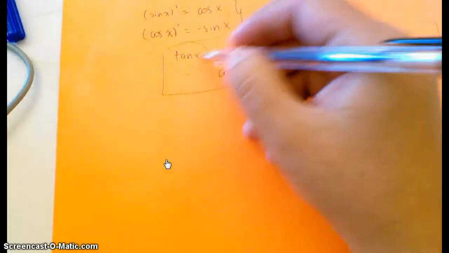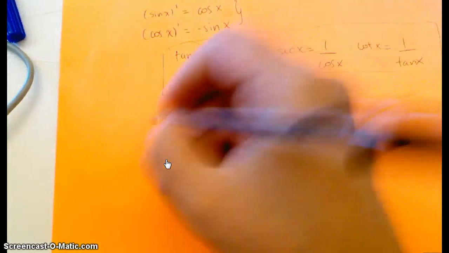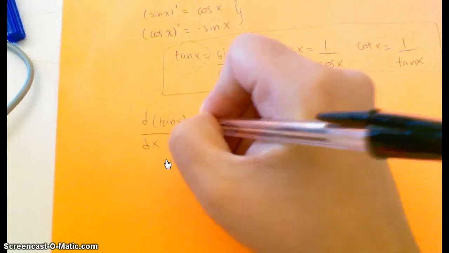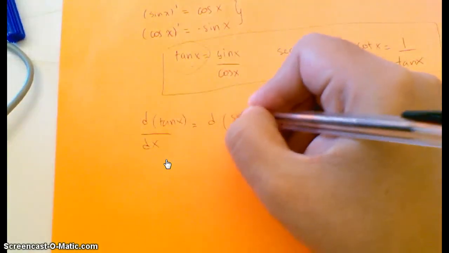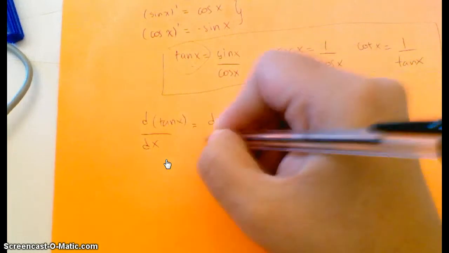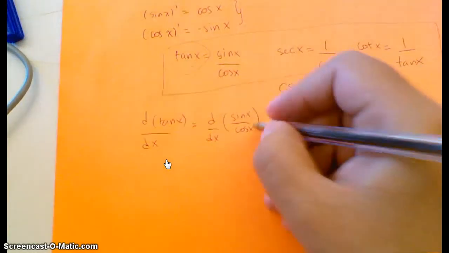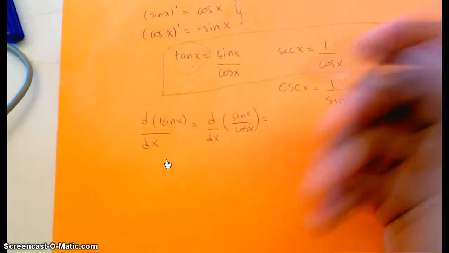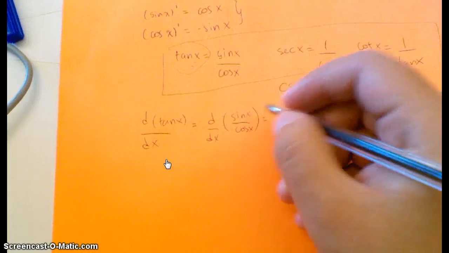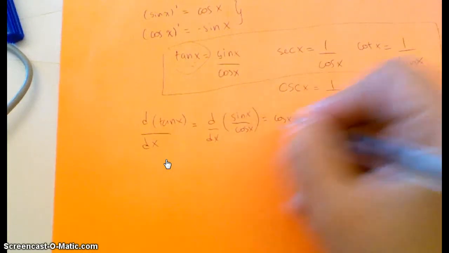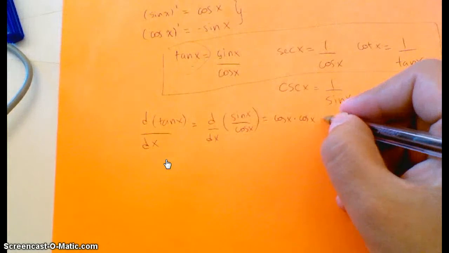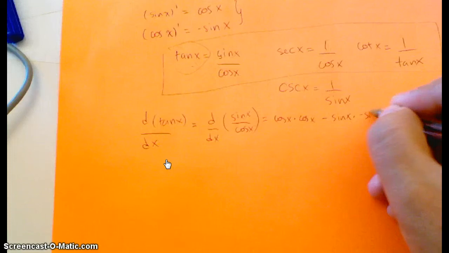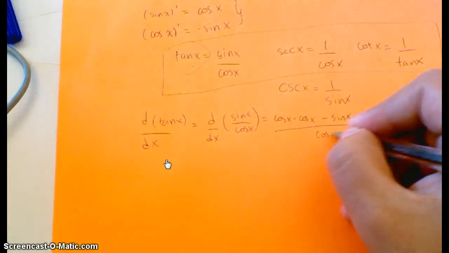So with tangent of x, I can rewrite it as sine of x over cosine of x. So if I'm looking for the derivative of tangent of x with respect to x, that is just the same thing as taking the derivative of sine of x over cosine of x with respect to x. And now I realize that I have to take the derivative of a quotient, so I'm going to use quotient rule. Derivative of the top, which will be cosine of x, times the bottom, minus the top times the derivative of the bottom, which is negative sine of x, over cosine of x to the second power.